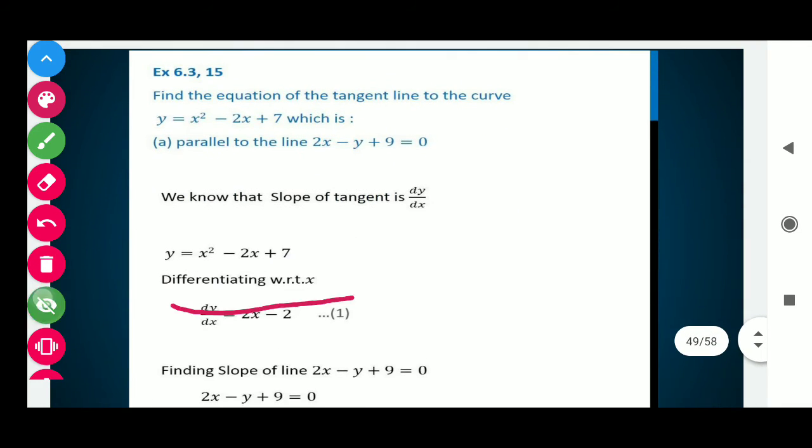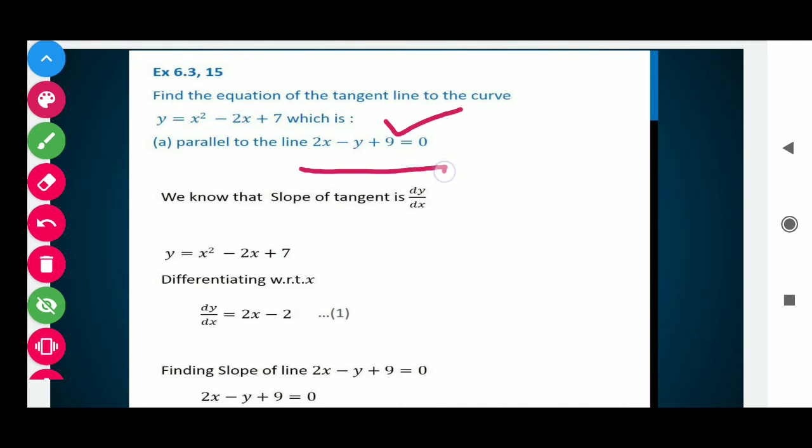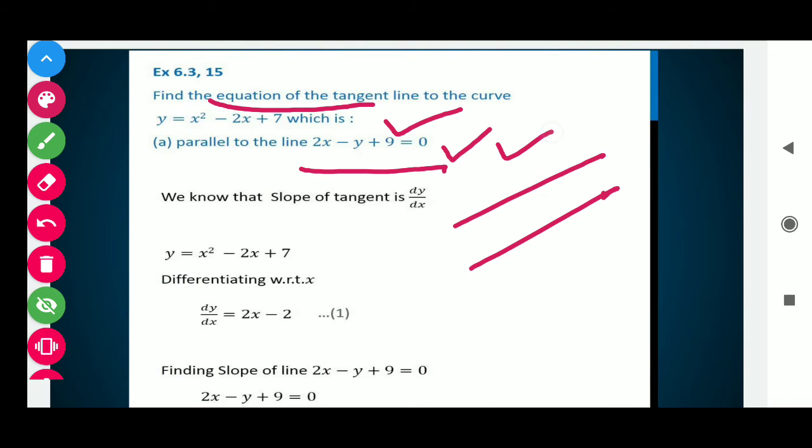Now here we have question number 15. Find the equation of the tangent line to the curve y equals x squared minus 2x plus 7, which is parallel to the given line. Here we have to find the equation of the tangent that is parallel to the given line. Students, if two lines are parallel, then their slopes are equal. So in this way we need to find the slope of the line, and we use this slope as the slope of the tangent. So students, let's start.